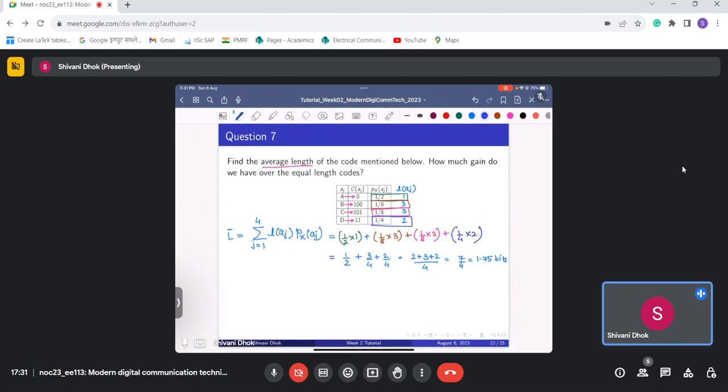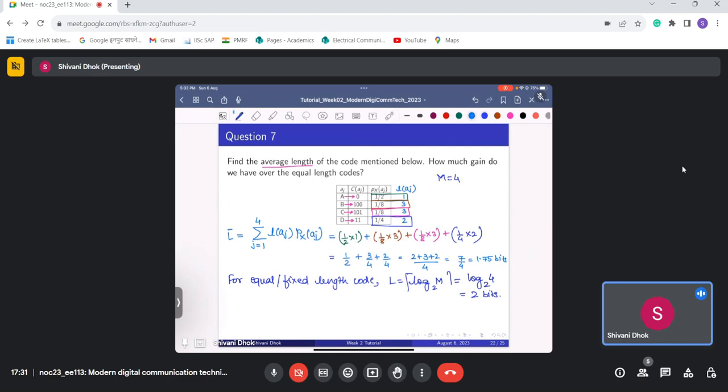Now the next thing is, how much gain do we have over an equal length code? So for a fixed length code, L is given as log m to the base 2 with a ceiling, where m is 4. We have 4 symbols here, A, B, C, D, which means m is equal to 4. So we have log 4 to the base 2, which is 2 bits.